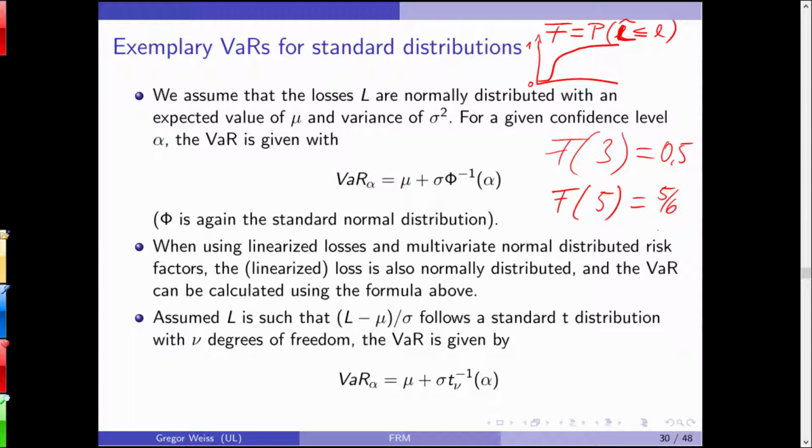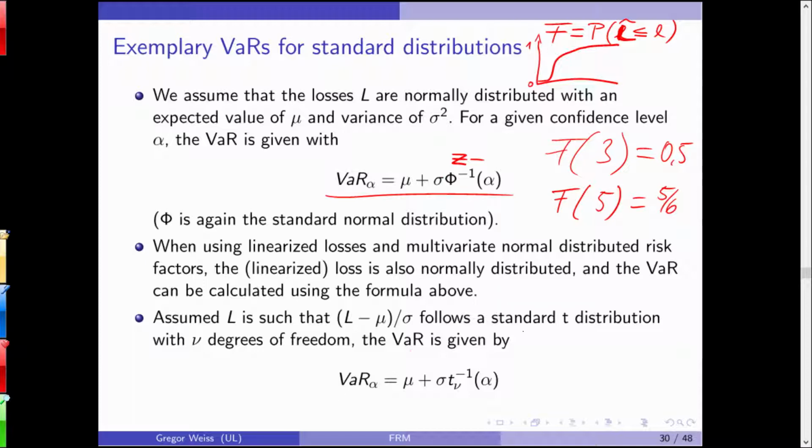Now, for many parametric distribution families, the VaR is quite simple. For example, in case of a normal distribution, the VaR is simply given by mu, the mean, plus the volatility times the quantile of the standard normal distribution. So this is a Z. In German, we also call this a Z-Quantil. This is a quantile of the standard normal distribution.